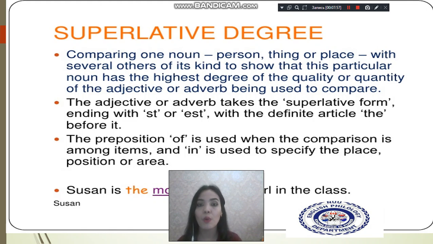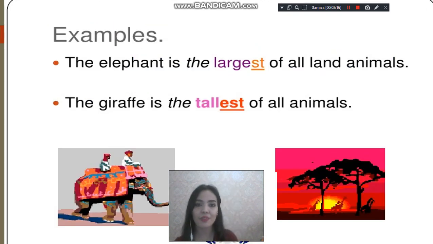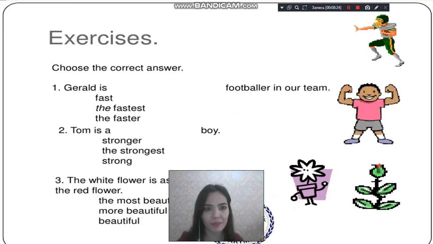Susan is the most intelligent girl in the class. We are comparing Susan with other girls in the class. They are more than 3. If we are comparing Susan with another girl, for Lucy, we have to use here comparative degree. So let's go to the next example. The elephant is the largest of all land animals. The giraffe is the tallest of all animals. Now, if you watched my lesson attentively, you can do easily these exercises.